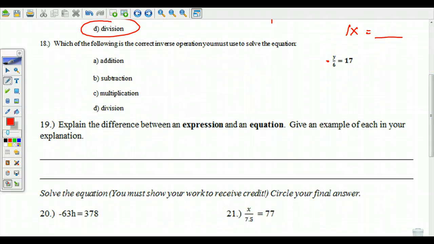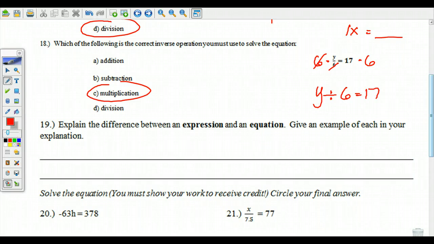For number 18, you had to multiply to cancel these out. So that's just the opposite. And if you don't like the way that that's written, you can think about it like this, if that helps you out.